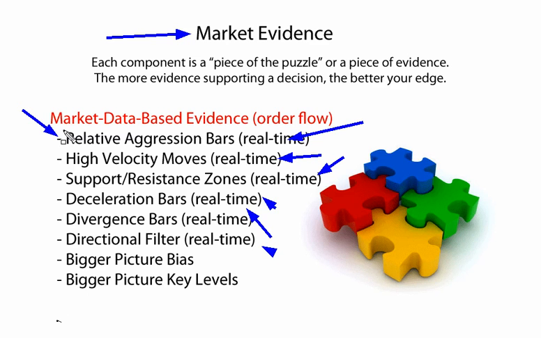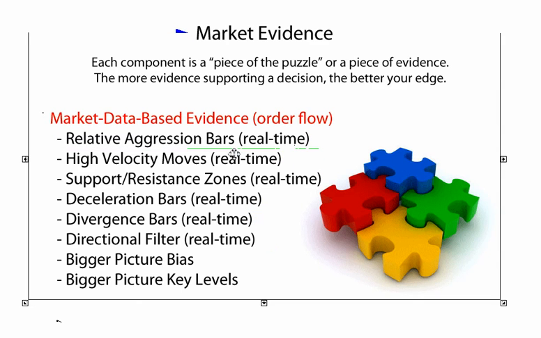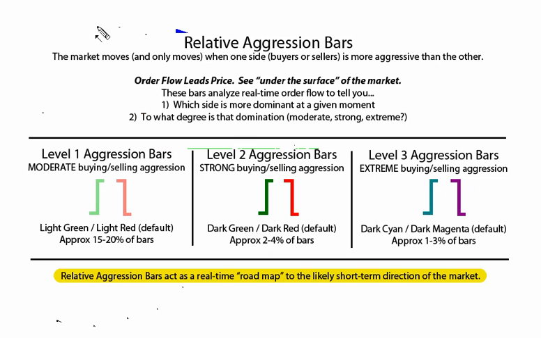And so what I want to do is just focus on these relative aggression bars in this video, and let me give a little bit more information on specifically relative aggression bars. These are looking at order flow, under the surface of the market, if you will. The idea is that the market only moves when one side, either buyers or sellers, is more aggressive than the other. You may have heard the pundits on the news say, well, there were more buyers than sellers in the market today, or more sellers than buyers. And that's obviously not true if you think about it, because for every contract bought, there's a contract sold by definition. The way the market moves one way or the other is when one side is more aggressive.